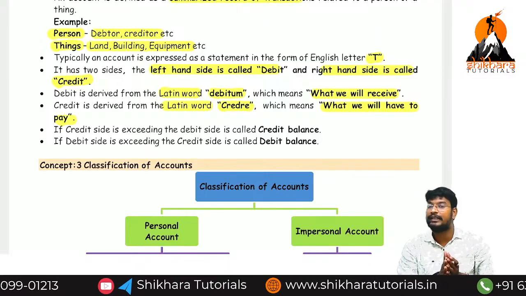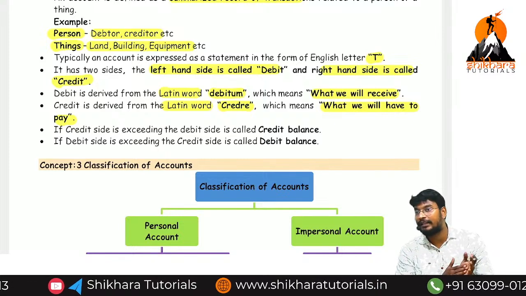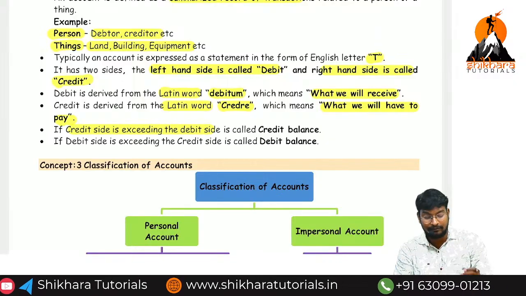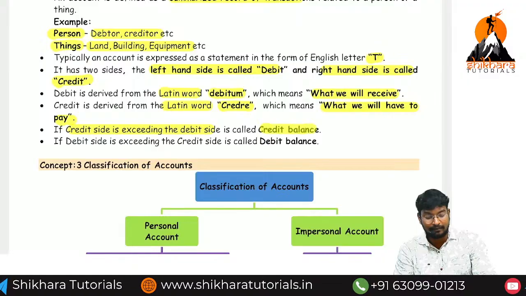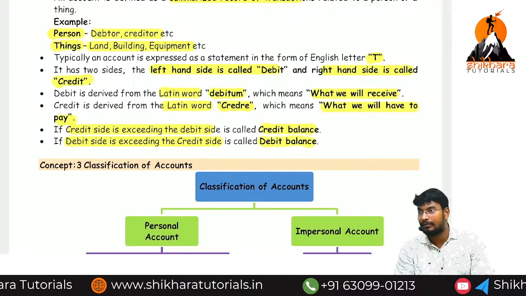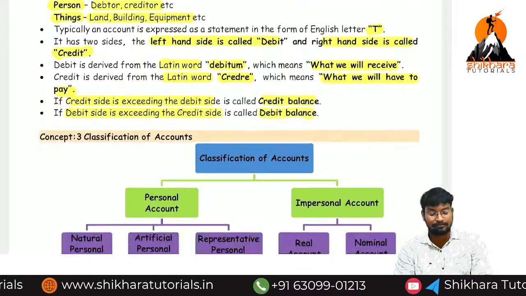Normal meaning of debit is what we have to receive. Normal meaning of credit is what we have to pay. If the credit side exceeds the debit side, it means credit balance. If the debit side exceeds the credit side, it is called debit balance. You know, debit side is more than credit means debit balance. Credit side is more than debit means credit balance.